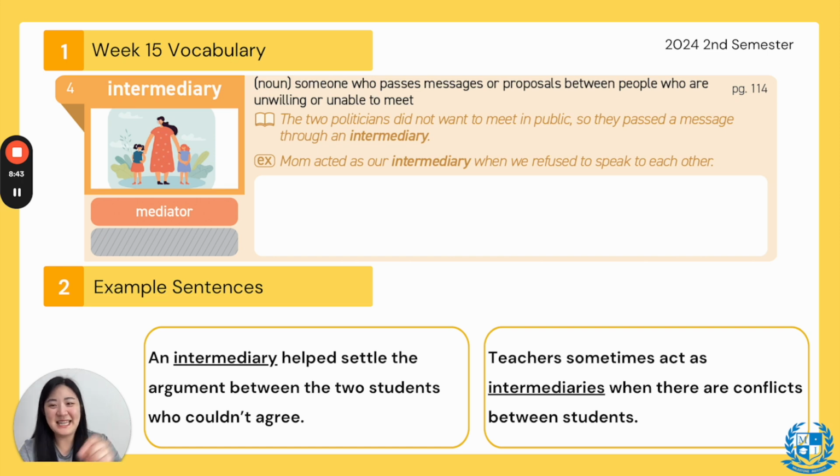Over here, it says, an intermediary helps settle the argument between the 2 students who couldn't agree. So that could have been the teacher, another student, a principal, or someone else. Let's look at the next line. It says, teachers sometimes act as intermediaries when there are conflicts between students. Yes. Teachers will help you when you have a conflict with another student in class. They will act as the intermediary, trying to go in between and help you 2 out.